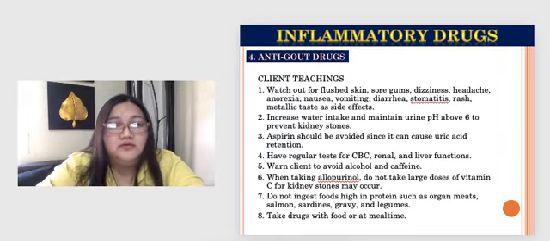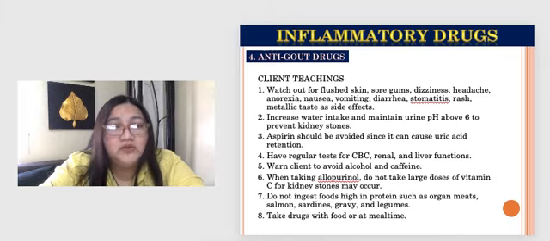Okay, so to summarize again, yung client teachings natin, watch out for the adverse effects. They are the following. Minsan sinasabi nila, may naralasahan silang metallic taste in the mouth. That's an adverse effect. Again, water intake increase. Avoid aspirin because aspirin can cause uric acid retention. Magpa-check lagi CBC, renal and liver.